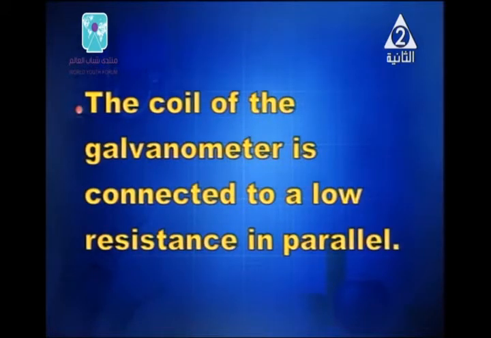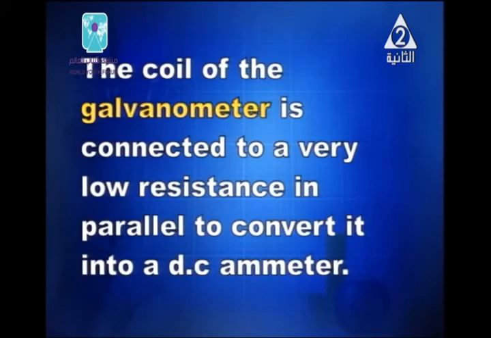Give reason: the coil of the galvanometer is connected to a low resistance in parallel. Yes, the coil of the galvanometer is connected to a low resistance called shunt when we want to convert it into a meter. Why do we want to convert it into a meter? To measure higher current intensity. So the coil of the galvanometer is connected to a very low resistance in parallel to convert it into a DC ammeter. And let me remind you of the functions of the shunt.